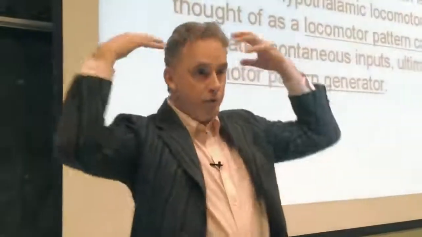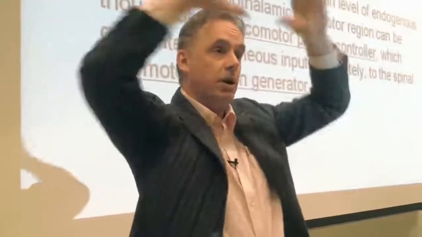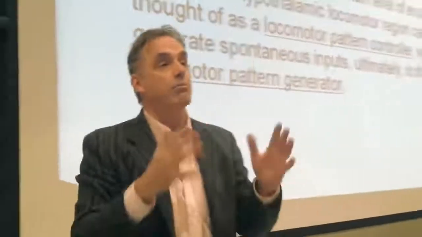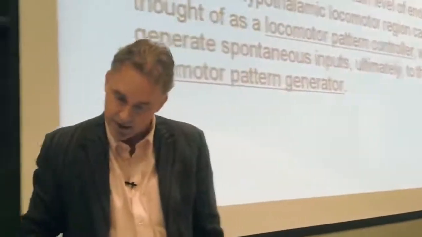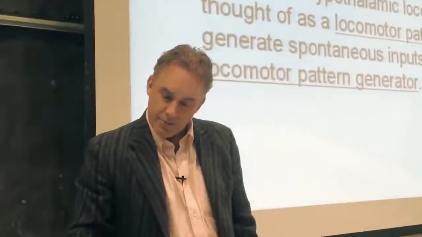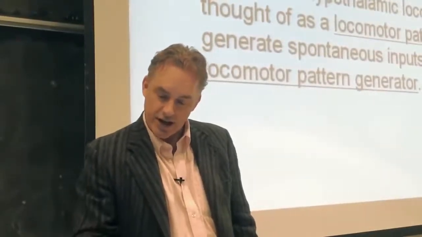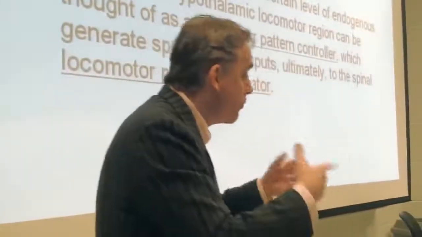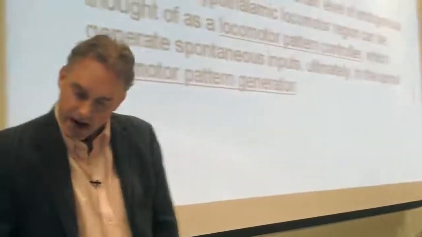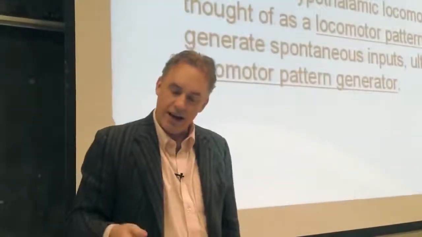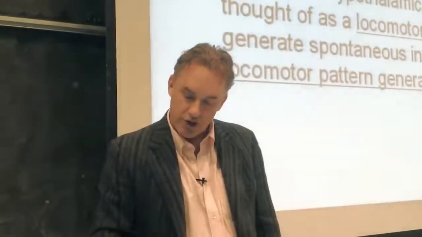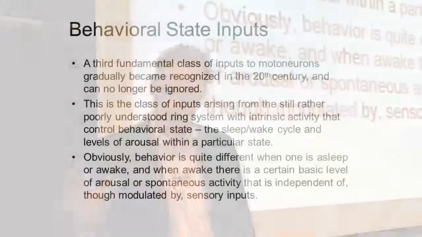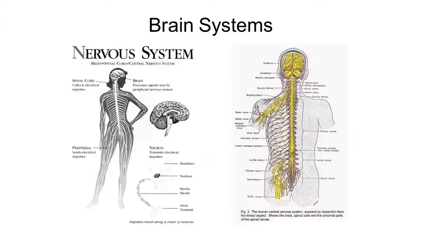And so as you move farther up the hierarchy of complexity, you're able to do more and more novel and more complex and more situation-specific things. So in the sense of providing a certain level of endogenous activity, which means self-generated activity, the hypothalamic animal will move by itself without being stimulated. The hypothalamic locomotor region can be thought of as a locomotor pattern controller, which generates spontaneous inputs ultimately to the spinal locomotor pattern generator. So there's hierarchy. I already talked about behavioral state inputs.